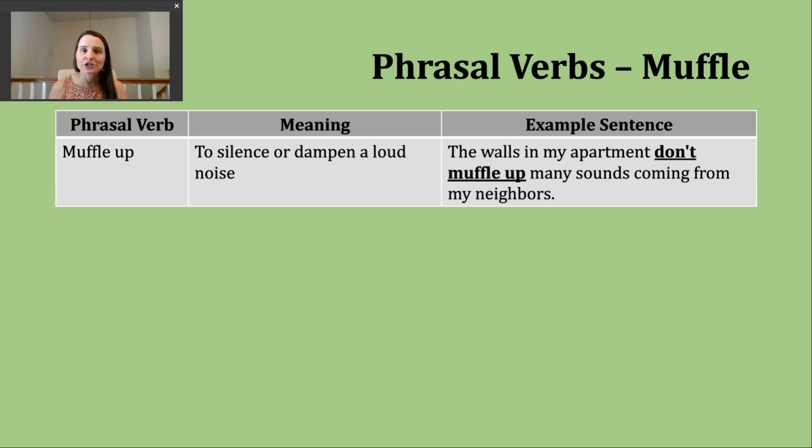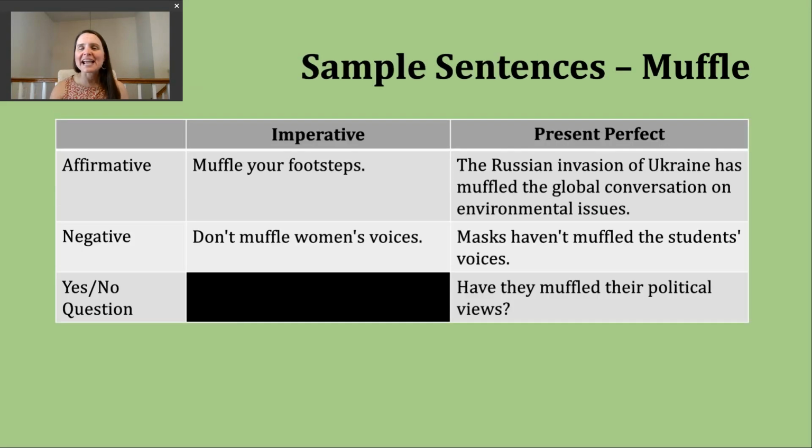Now let's continue using our verb of the day in a couple different verb tenses. Today we're going to practice the imperative and the present perfect. Let's start with the imperative. We use this verb tense to tell another person or group of people to do something.